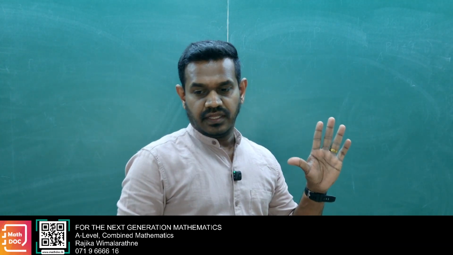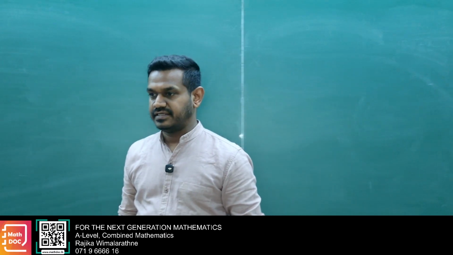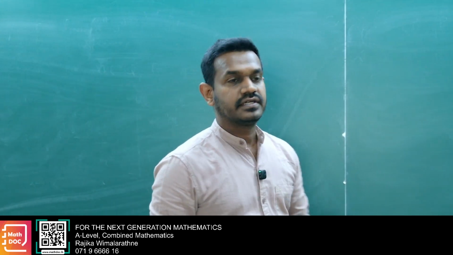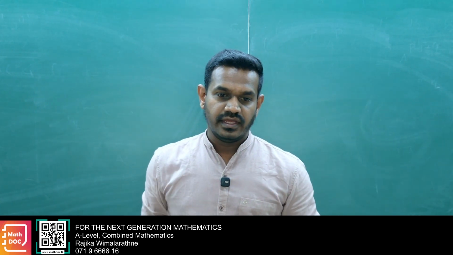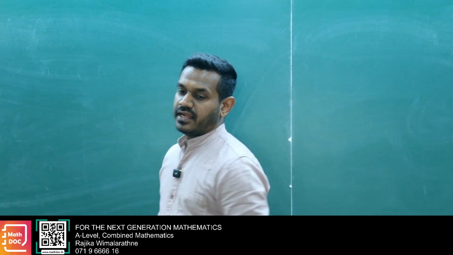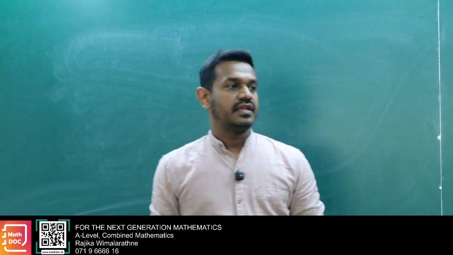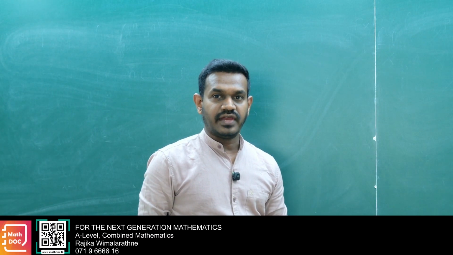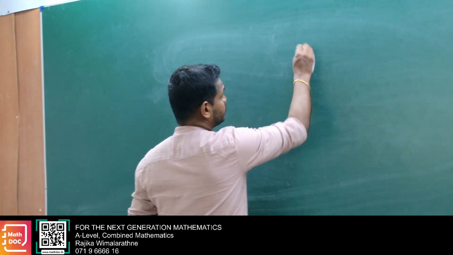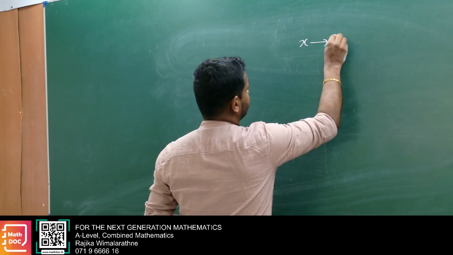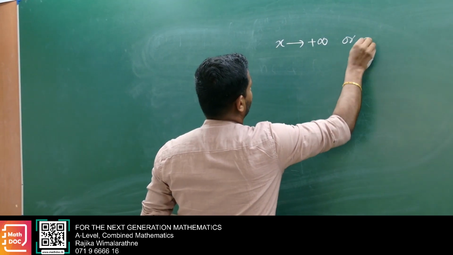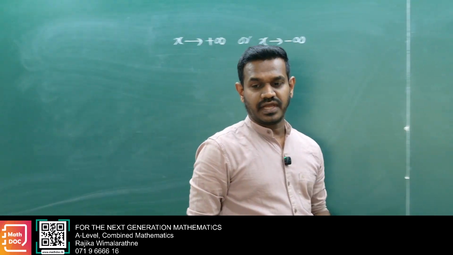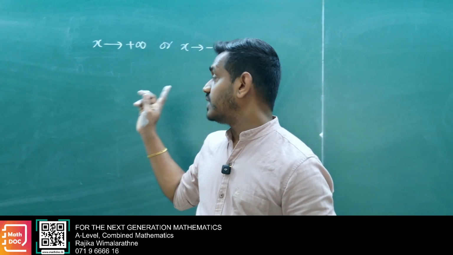Okay. Now let's move to another case. Write down: limit evaluation as x goes to plus infinity, or x goes to minus infinity. Limit evaluation as x goes to plus infinity and as x goes to minus infinity.